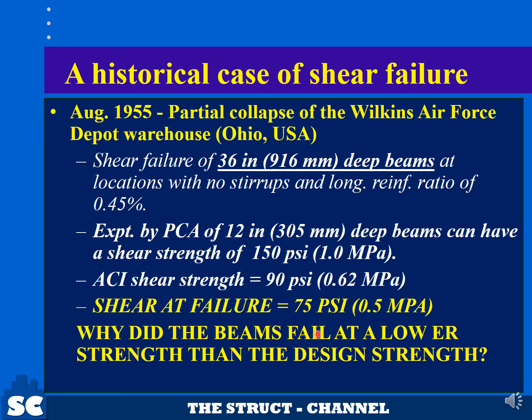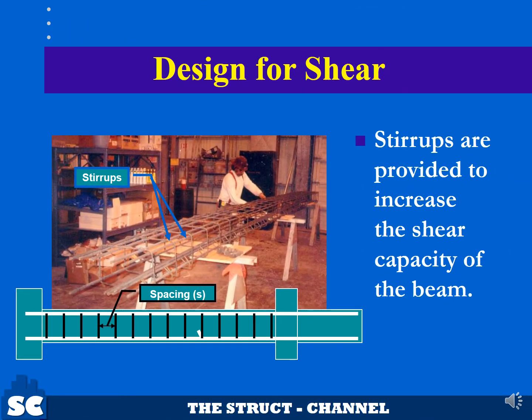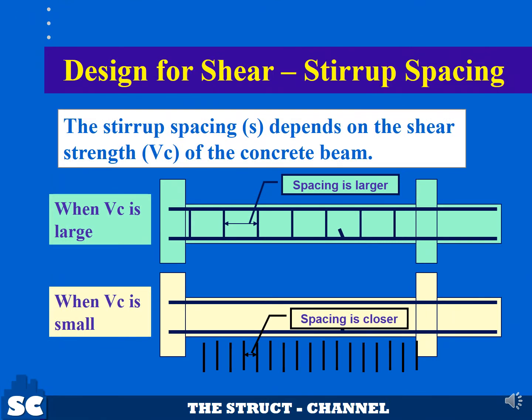Why did the beams fail at a lower strength than the design shear strength? Designed for shear, stirrups are provided to increase the shear capacity of the beams. And how do you determine the spacing of the stirrups? The spacing of the stirrups depends on the shear strength of the concrete beam without stirrups.